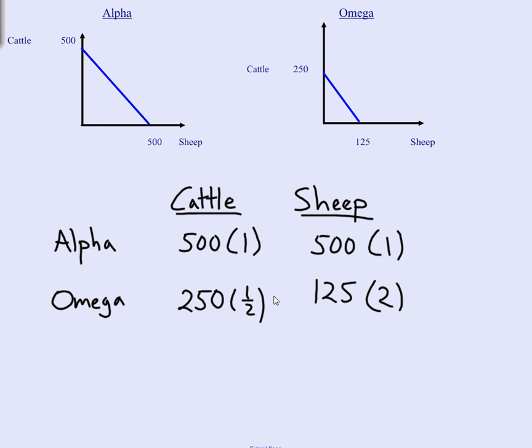We always look for the low number, right? So when it comes to cattle, what's smaller, 1/2 or 1? 1/2. So we would say that Omega has comparative advantage. They should specialize in cattle. And when it comes to sheep, Alpha gives up 1 to Omega gives up 2. 1 is less than 2, so Alpha has comparative advantage and should specialize in raising sheep.